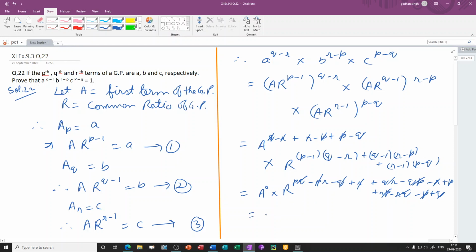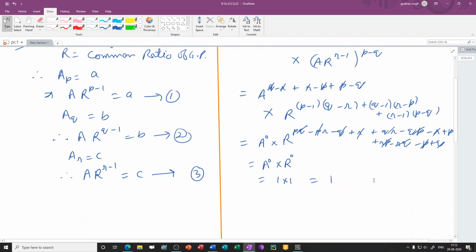Therefore, we can write this as A raised to 0 into R raised to 0. And of course, we already know that here the terms, that is capital A and capital R, cannot be 0. That is not possible because ratio cannot be 0, because in that we have to find a2 by a1. So we assume that capital A and capital R both are non-zero, therefore we will be getting this as 1 into 1, and that is equal to 1. So therefore we get our required result.